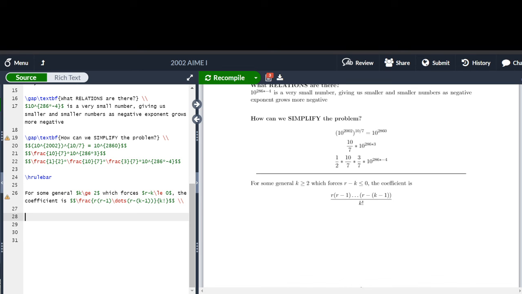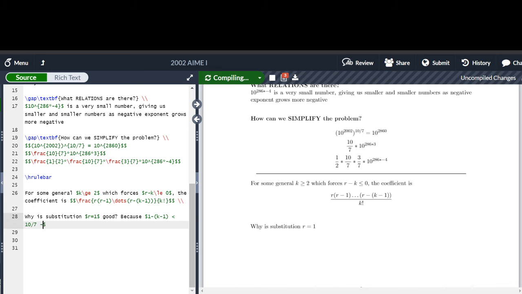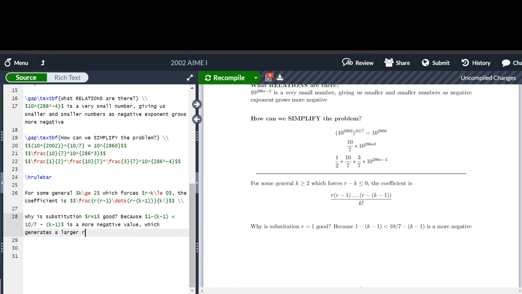So instead, we keep the positive values as is and only substitute for the negative values. And why is this good? Why is substitution r equals 1 good? This is because 1 minus the last term, k minus 1, will be less than 10 over 7 minus k minus 1, which is a more negative value, which generates a larger ratio.